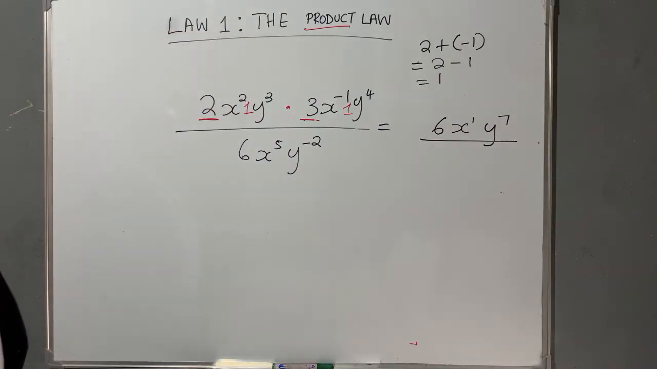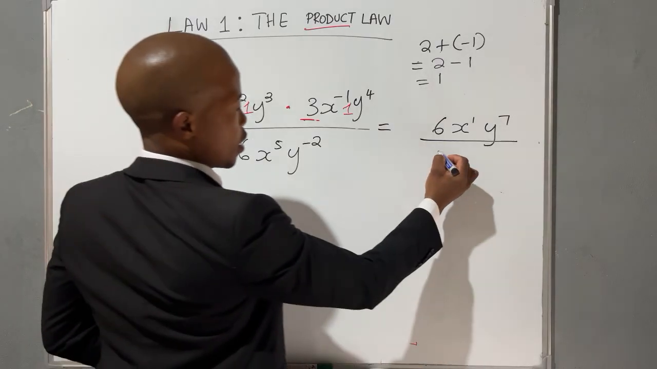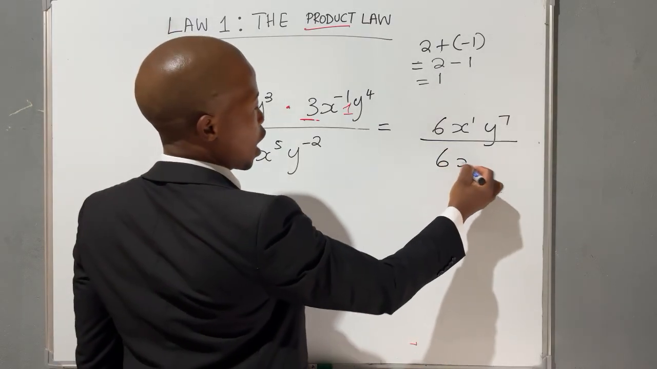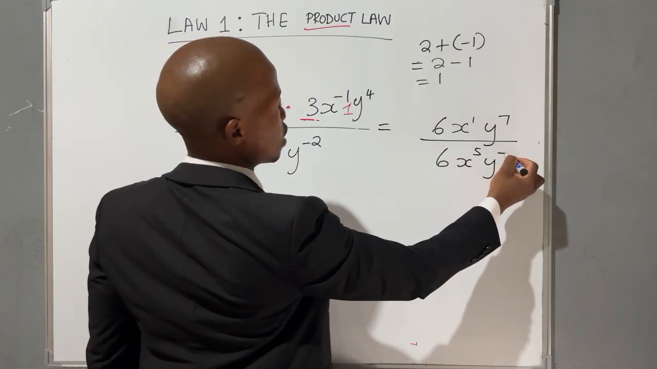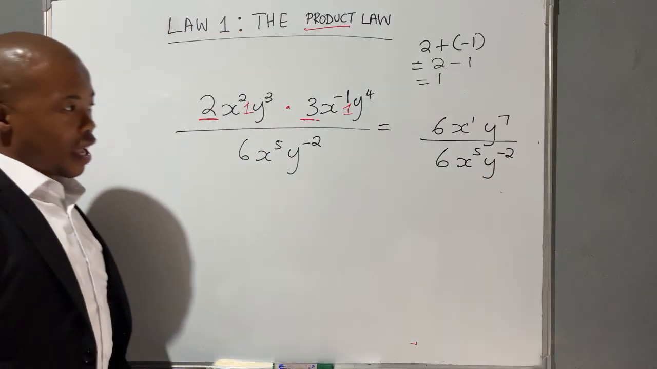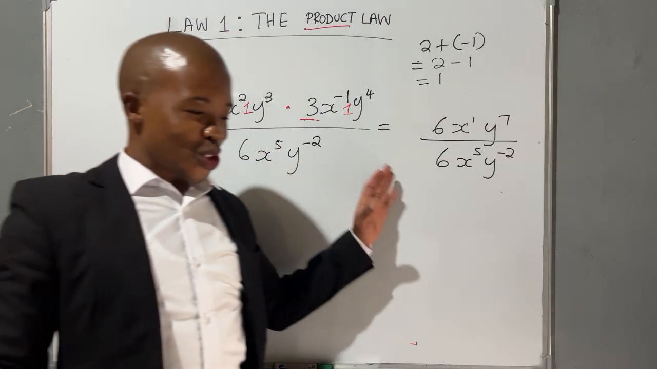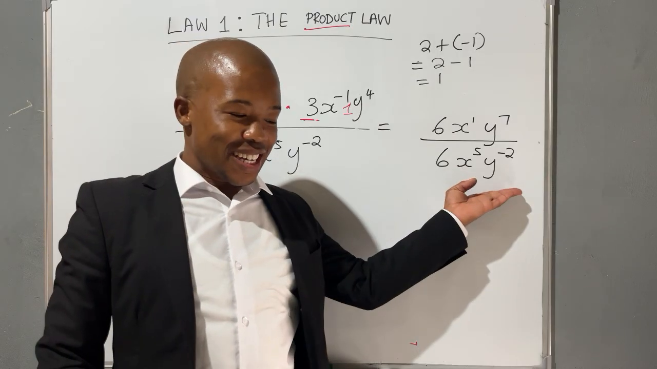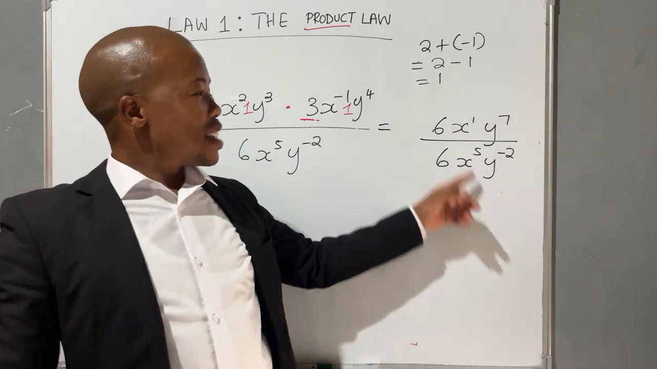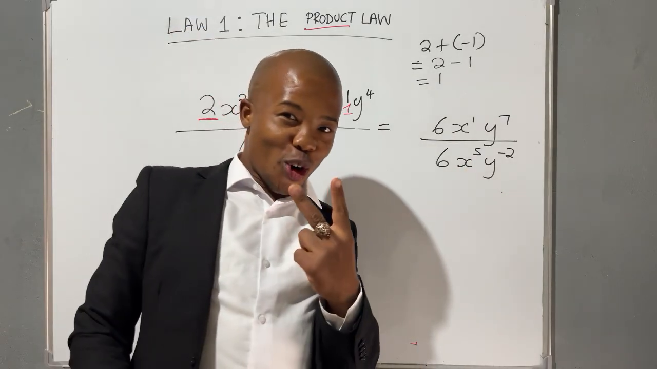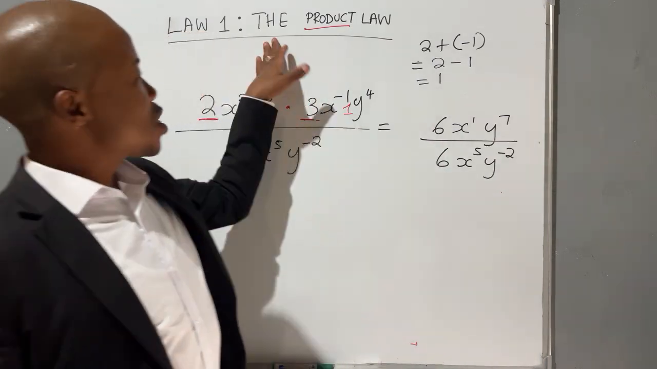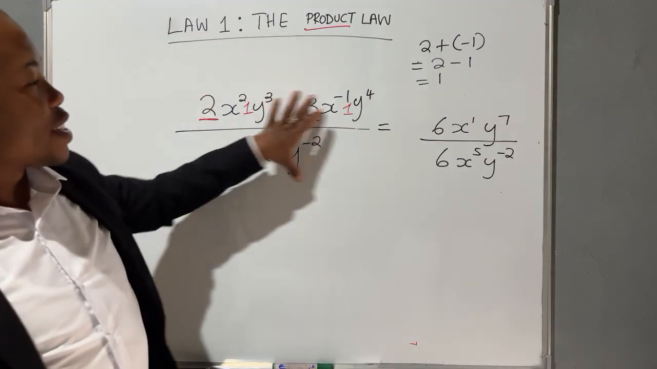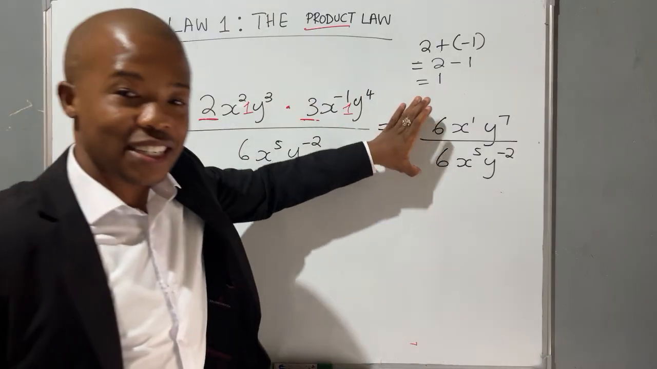On this one, let's write the denominator then. We are going to have 6 x to the exponent 5 and then y to the exponent negative 2. Now, I'm going to stop it here, right? Reason being, this now requires the second law, which we are going to watch in the next video. This was called the product law. It has helped us to solve this until here.